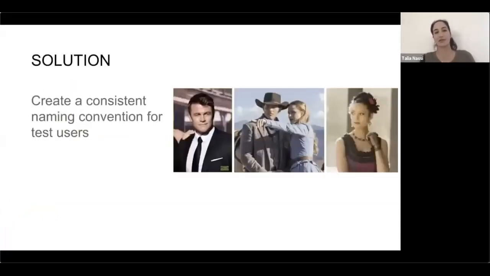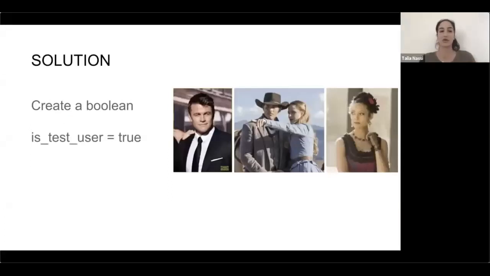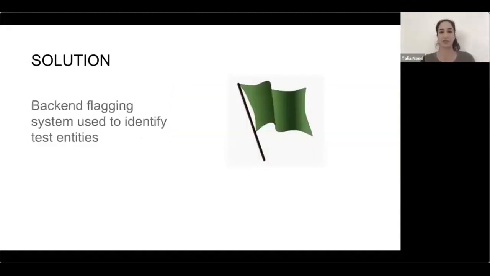Something that you can do is create a consistent naming convention for your test users. Something that works well for me is to have a Boolean, something like is test user is true. When I see this in the code, I know that this user is a test user. These users will look like real users and they'll act like real users in the UI, but we know that they're test users. And because they have this flag, our data team knows to exclude this from all of our data and analytics so that it won't be in the same place as a real user event, like a real click event in production or something like that.